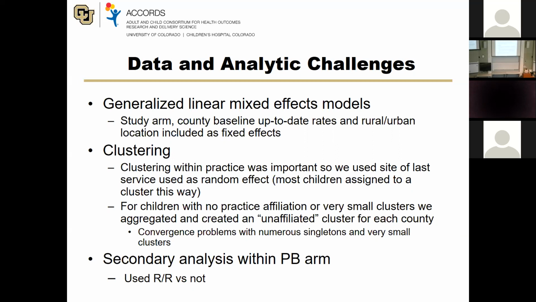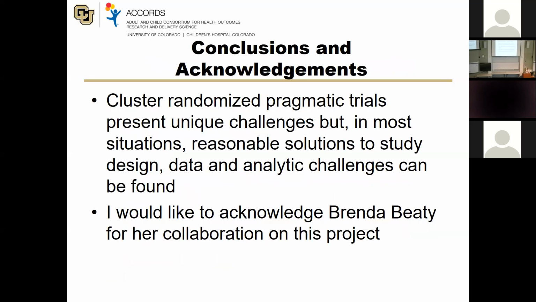And then again, we had some secondary analyses around whether reminder recall was used at all. Now, I'm not going to go into results because they've already been presented. The conclusions are that cluster randomized pragmatic trials present unique challenges, but we felt like in most situations we could find reasonable, not perfect, but reasonable solutions to study design, data, and analytic challenges.